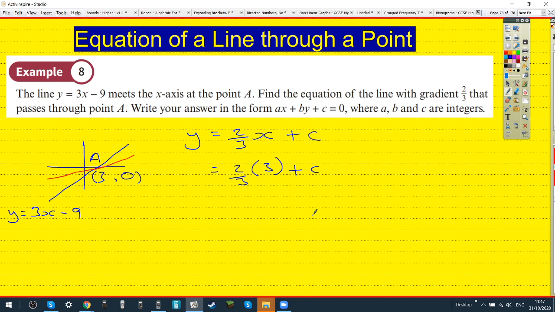What is y? Y is minus 9. No. Wait, no. Wait, 0. Yep. So it'd be 0 equals 2 over 3, open brackets 3, close brackets plus c. And then you do 2 over 3 multiplied by 3, which is 2. So it'd be 0 equals 2 plus c. And then you'd minus 2 on both sides, so it'd be minus 2 equals c. So c is minus 2.